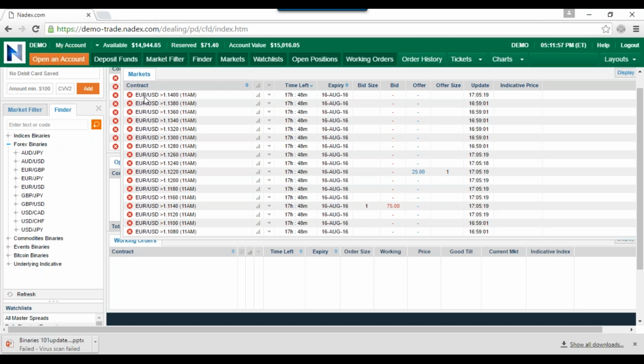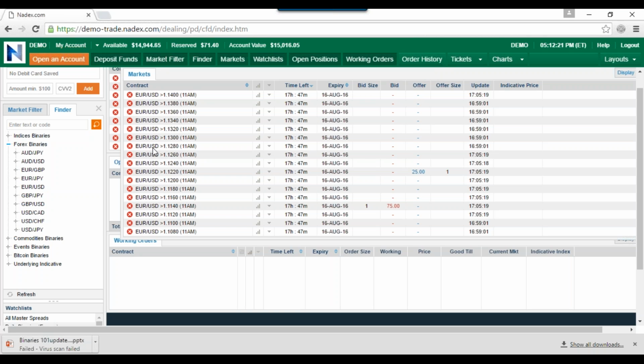Each one of these, notice here, is a euro-dollar contract expiring at 11 a.m. tomorrow. So here's a euro-dollar contract at 1.1400. Here's another one at 1.1380. Each one of those is a different binary contract, okay? What is a binary contract? Well, what does it say?